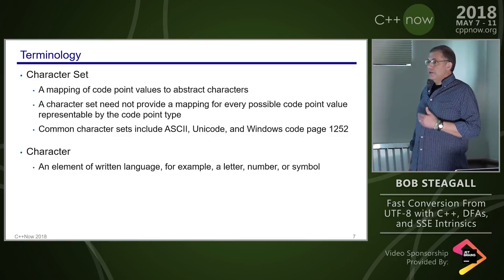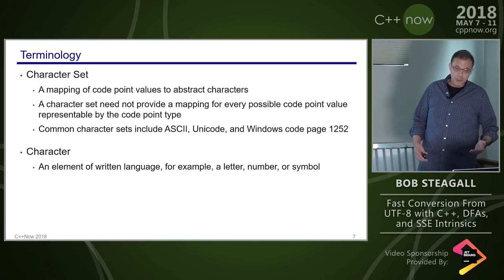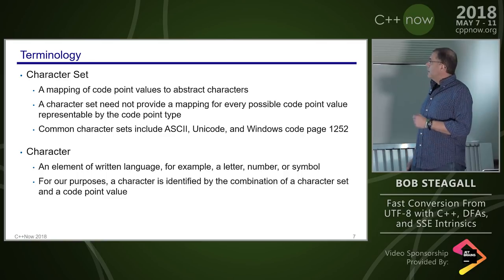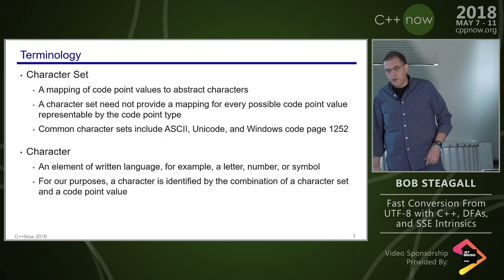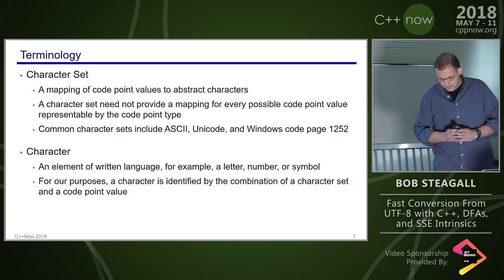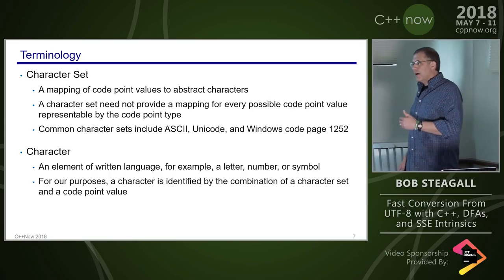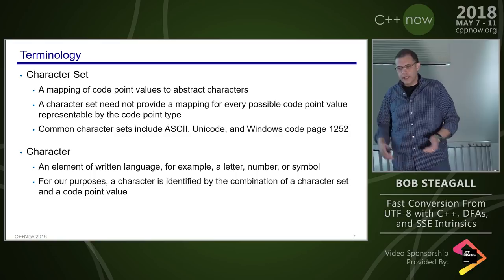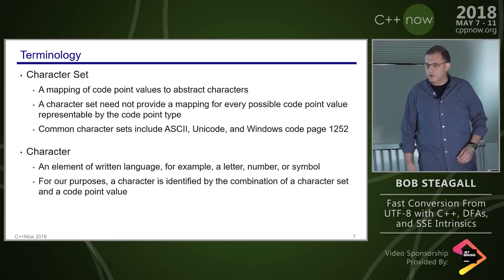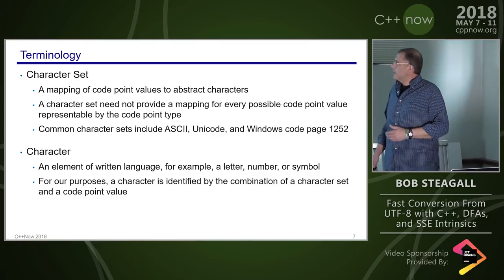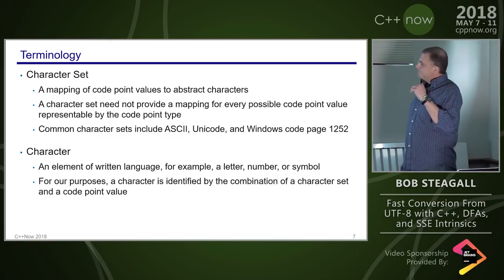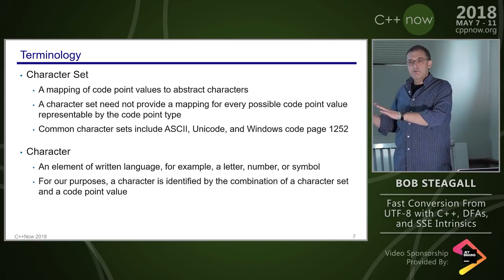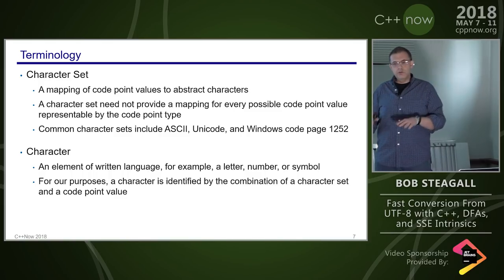And finally, we come to character, which is an element of a written language, for example, a letter, a number, or a symbol of some sort. For the purposes of this talk, a character is identified by a combination of a character set and a code point value. So if the character set is an array of code points, the character is the value that exists in a particular element in that array. And just like arrays, things can move around inside the array. The letter A doesn't need to be at location hex 32. It could be somewhere else in a different encoding. So we have the idea of character set and encoding. Now, for the purposes of this algorithm and this talk, I don't really care about that stuff. I'm purely interested in converting UTF-8 code units into UTF-32 code points.